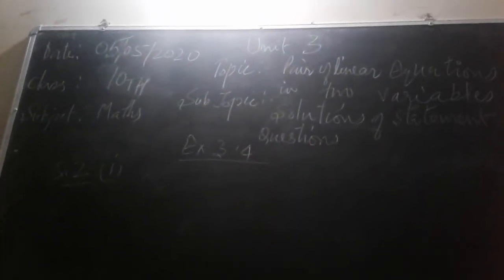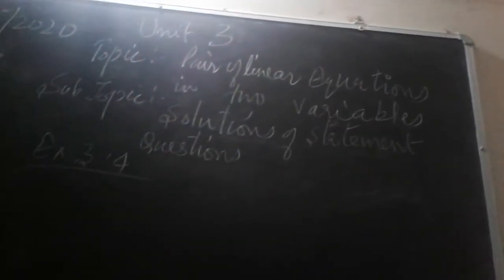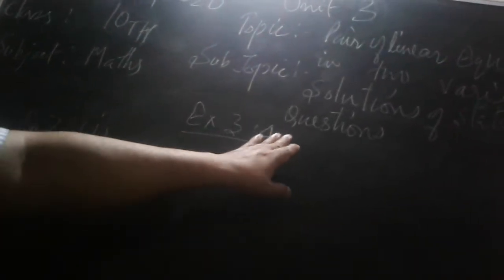5th May, class 10, unit 3, pair of linear equations in two variables. The subtopic we will discuss today is the solutions of statement questions of exercise 3.4. Today we will discuss the statement questions of exercise 3.4 and their solutions. Now we are seeing question number 2.